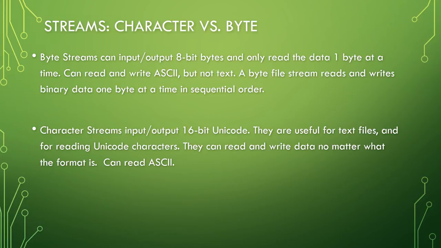So character streams have an input-output of 16-bit and Unicode. So they're useful for text files and for reading Unicode characters. They can read and write data no matter what the format is, including ASCII.